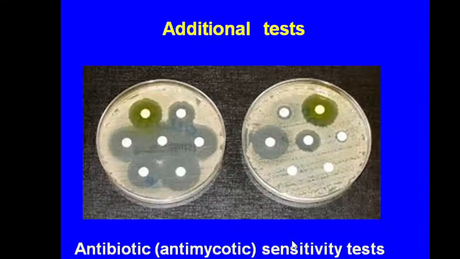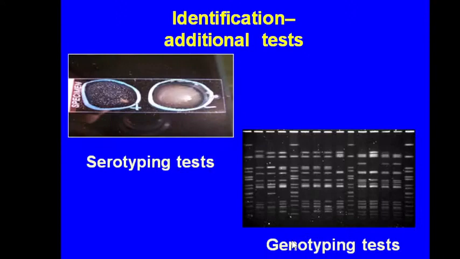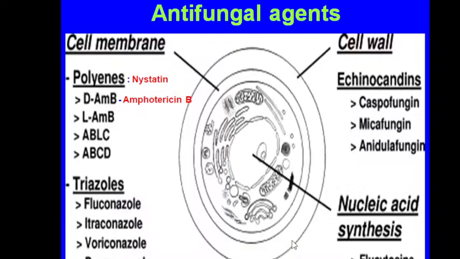But then an additional test is antimycotic resistance. And also we can use serotyping, genotyping, and that. Now I would like to stop at the antifungal agents. So we said that it is difficult to find a drug that will act selectively against the eukaryotic cell of the fungus, but doesn't cause any severe damage to the human cell. And that is a problem to find this type.